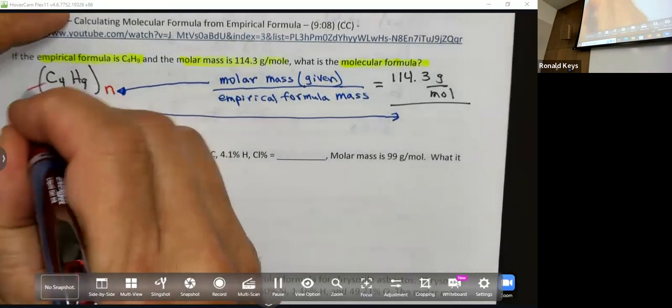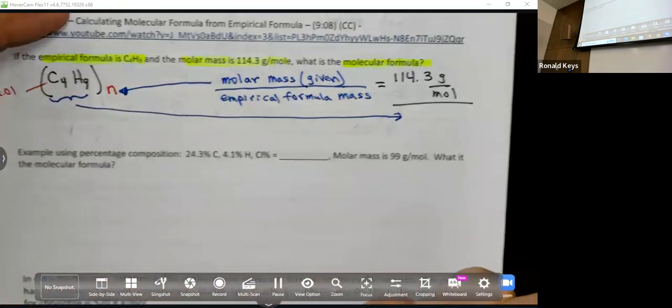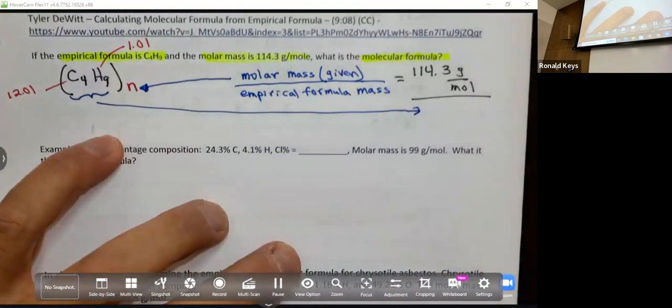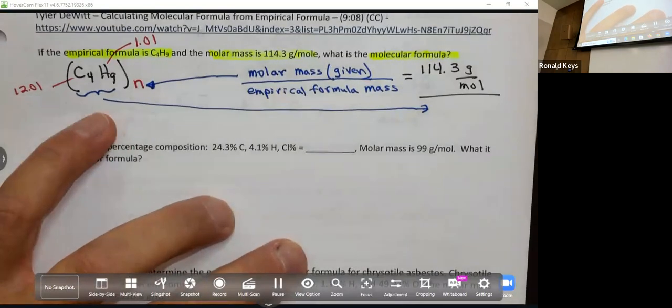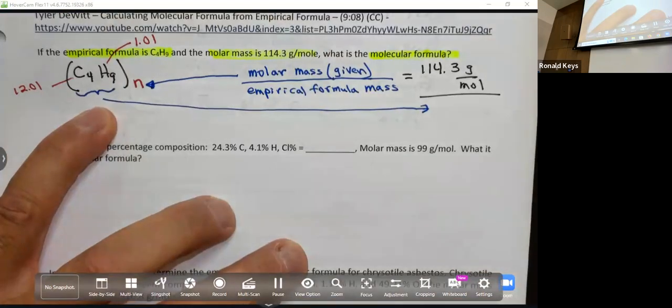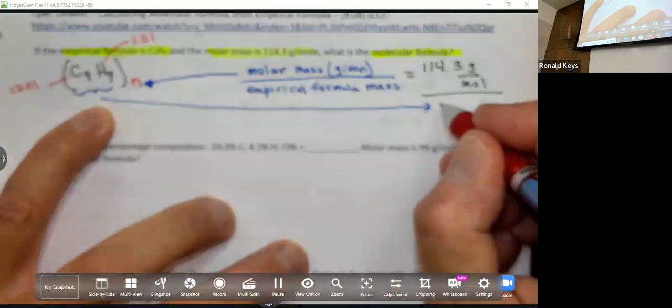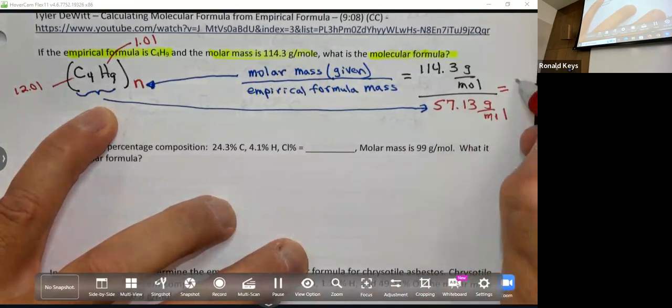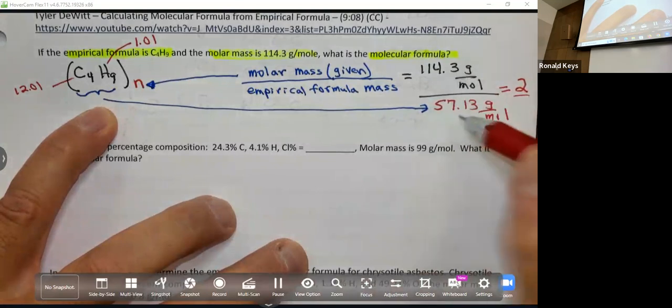Hopefully you're starting to remember what's carbon. 12.01, and hydrogen is... 48.04. Yeah, so we get 57.13, right? So that makes my multiplier... We don't have to grab a calculator. This has to be a whole number. We don't even need to punch this in. This is a 2, right? We can just see that.